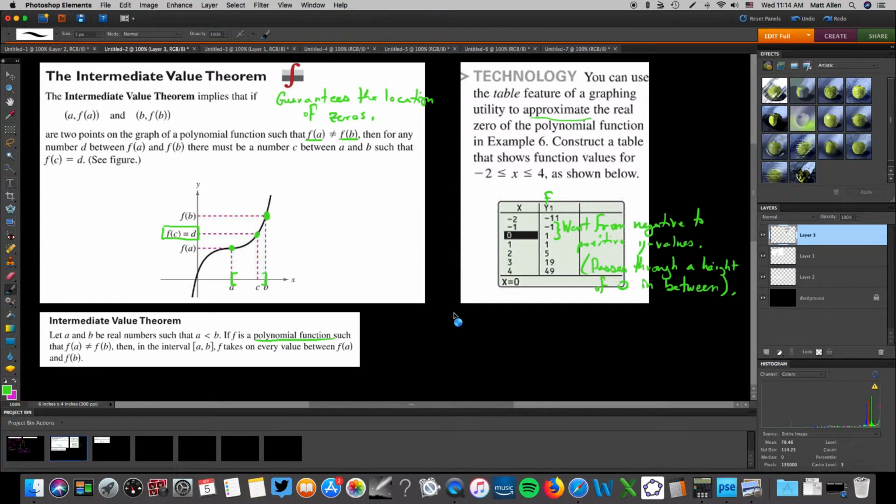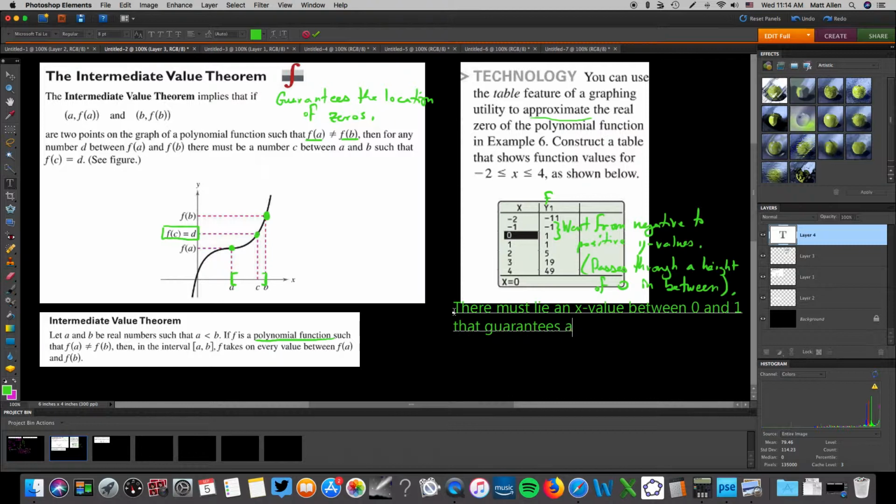I suppose, and I'll type this one right here just because my handwriting is better and I can do it faster. But we could make a conclusion here about the location of our 0. So there must lie an x value between 0 and 1 that guarantees a y value of 0. So there must be a 0 between 0 and 1.